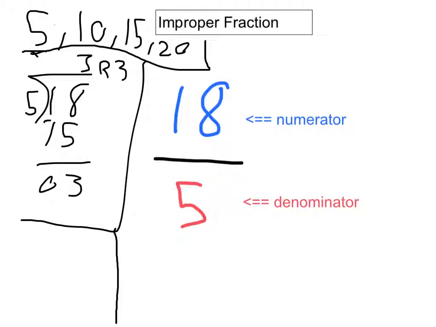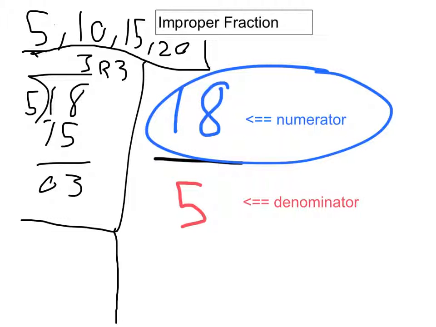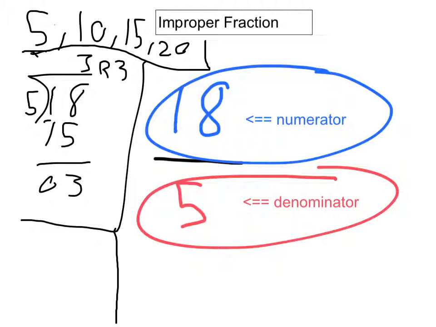First, I have to choose an improper fraction or a mixed number. An improper fraction is when a numerator, which is at the top right here, is greater than the denominator. So I chose an improper fraction, 18/5. We need to figure out how to make that into a mixed number.